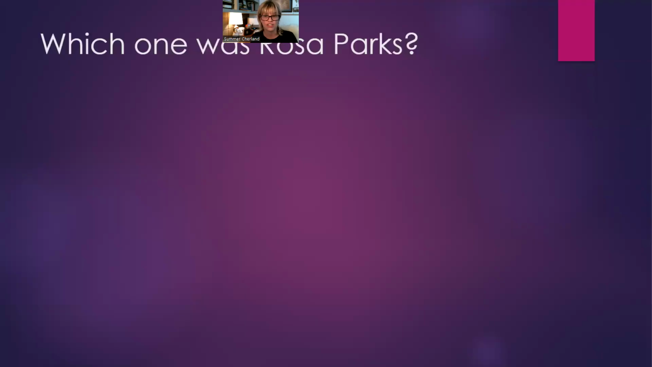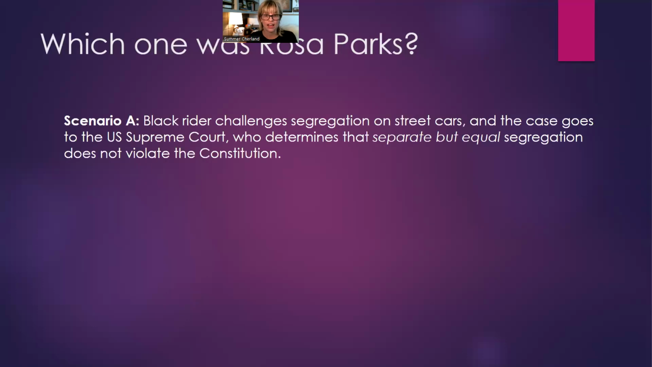All right, which of these scenarios is familiar and which one of them is Rosa Parks? Because as you listen, you probably recognized possibly the story of Rosa Parks. Was it scenario A? A black rider challenges segregation on streetcars, and the case goes to the US Supreme Court, who determines that separate but equal segregation does not violate the Constitution.